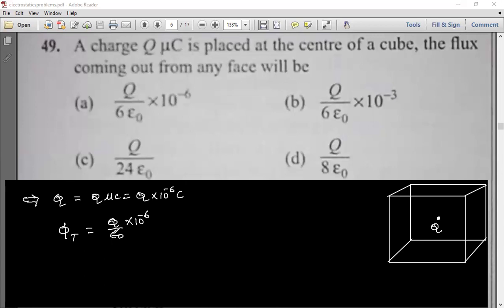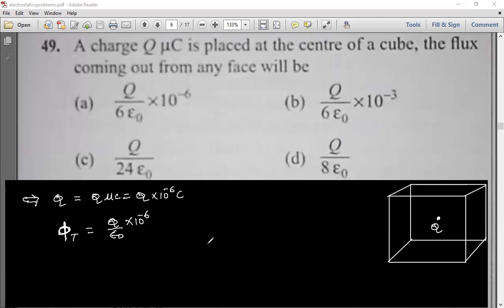Q by epsilon naught. Flux and this Q. Understanding? This is flux, this is not Q. So flux phi is equal to, this is flux phi. Remember, there is a line in the middle, like this. Otherwise you will see Q t is equal to only Q t. Now what he is asking, the flux coming out from any one face.